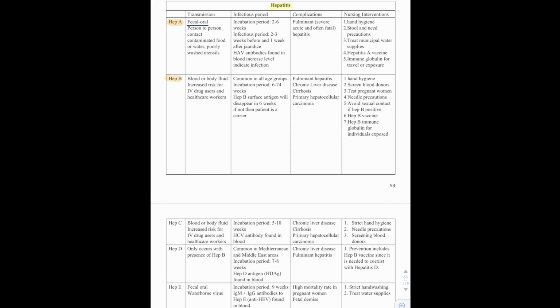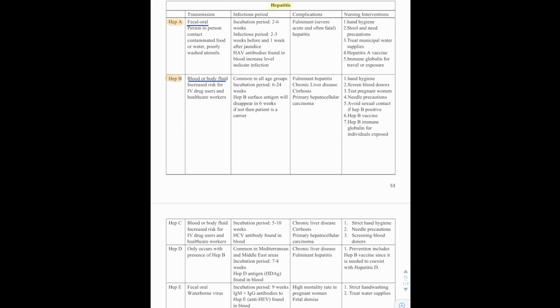Then we have hepatitis B. This is spread through blood or bodily fluids. There is increased risk for IV drug users, healthcare workers, and those who work in prisons. It's common in all age groups. The incubation period is 6 to 24 weeks. A hepatitis B surface antigen will disappear in 6 weeks. If not, then the patient is a carrier.